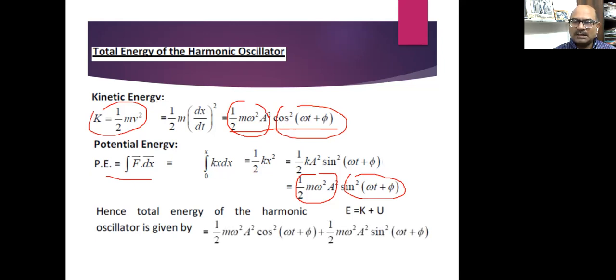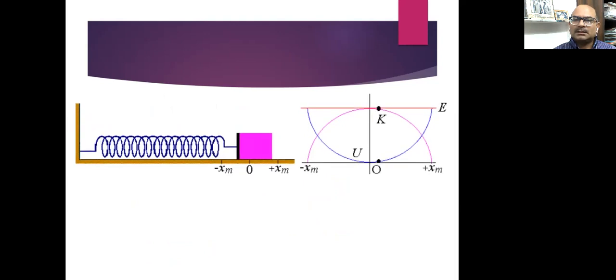So you can make out that cos square plus sine square is 1. So total energy is half m omega square a square. So this is the total energy of the oscillator. You can see here.